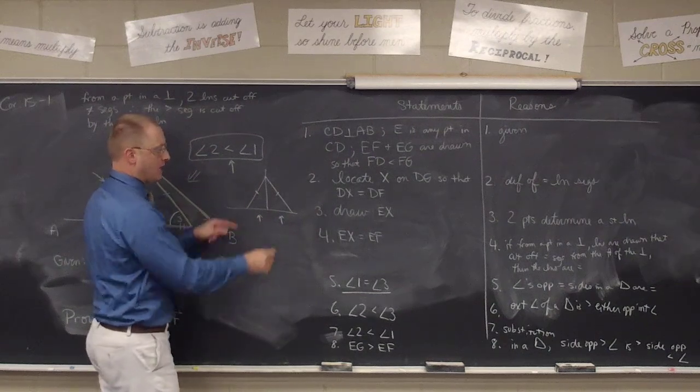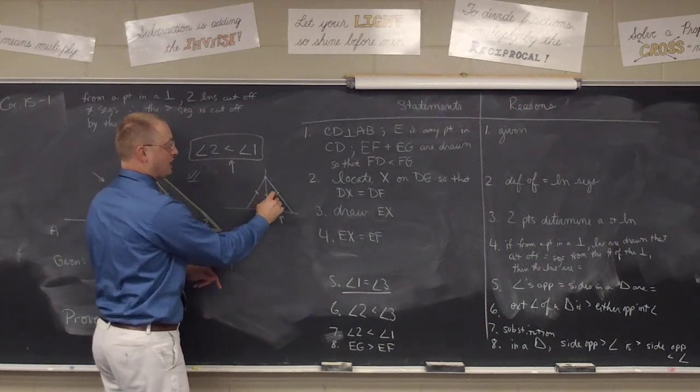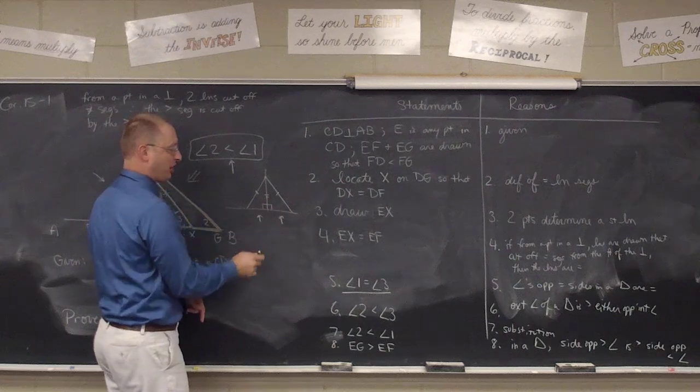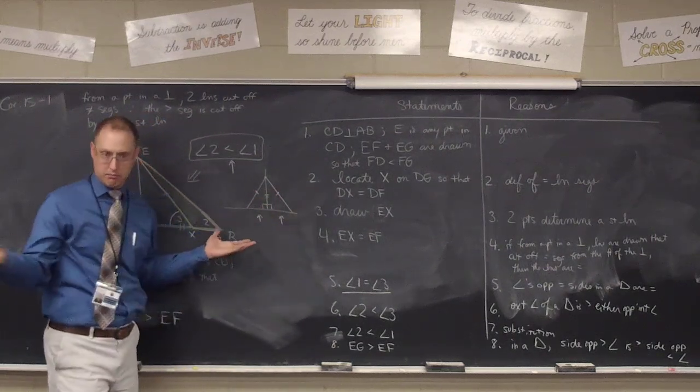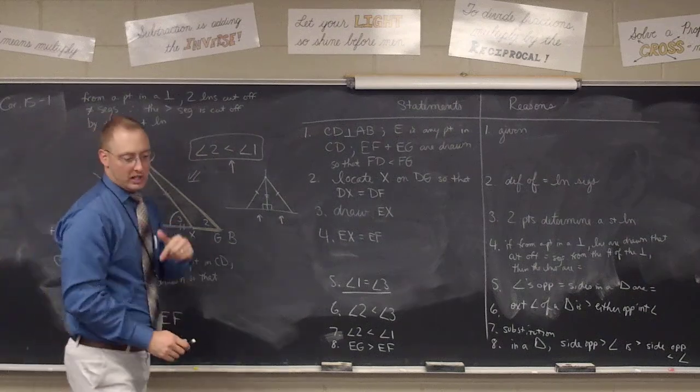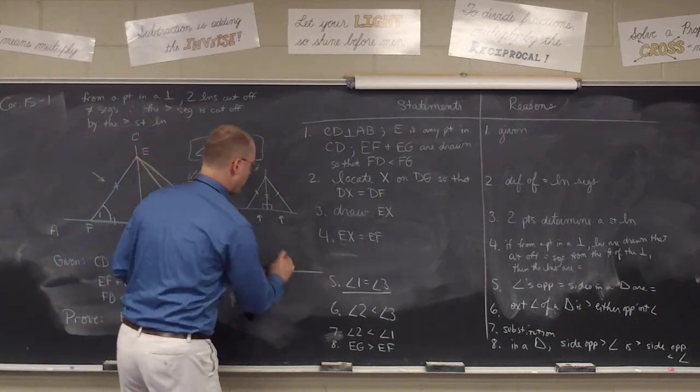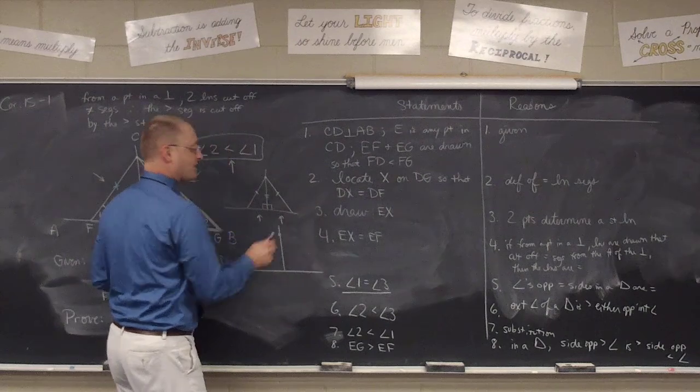Well, think about it. If these lines are equal, and this line equals itself, and it's a perpendicular, then we have right triangles, hypotenuse, leg, they're congruent, CPCTE. Easy enough? Corollary 16-1 says, if from a point in a perpendicular, you draw lines that aren't equal.